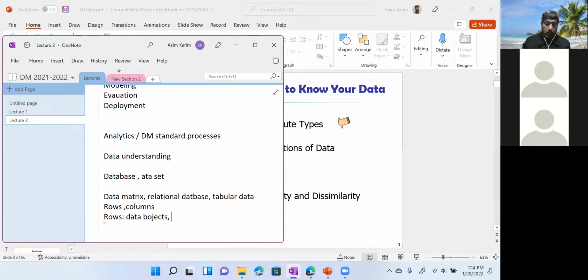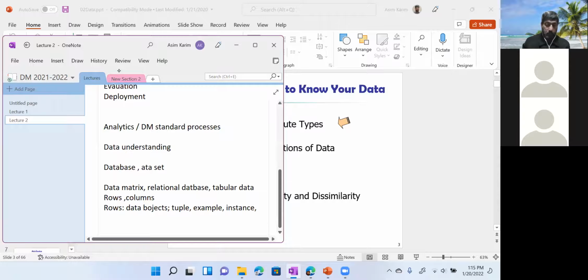So rows are also sometimes known by other names. In the database terminology, you can call it a tuple as well. You can also call it row, of course. You can also call it example. This is more common in the machine learning community. One example, one instance, for example, also is used. So multiple names can be used for the rows that are in a data matrix.